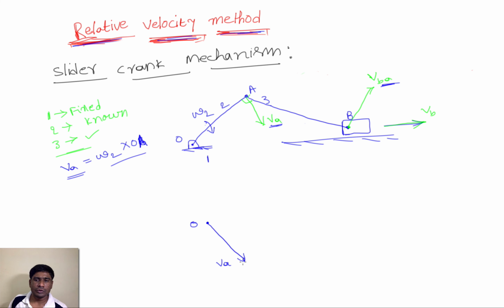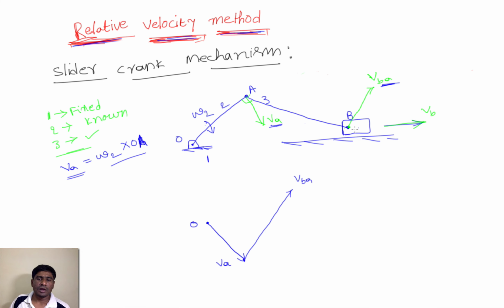So from the end of VA, you draw the VBA vector in such a way that it is parallel to the link BA. We don't know its magnitude, so you just draw it like this, and this is VBA.